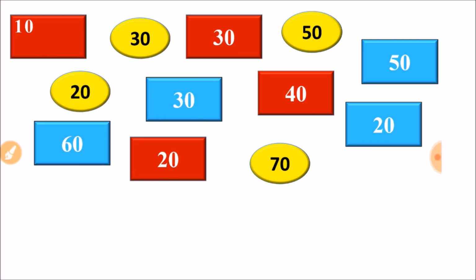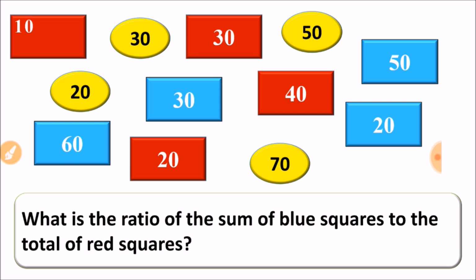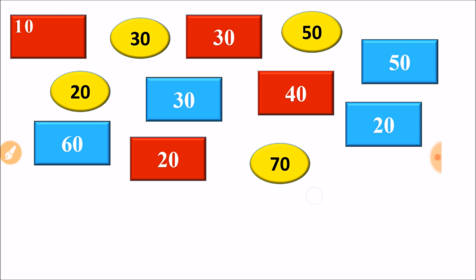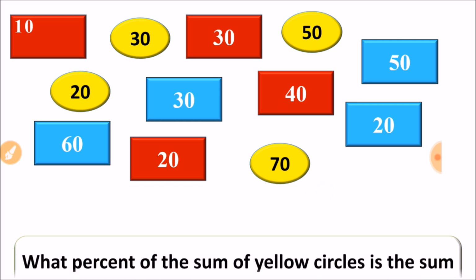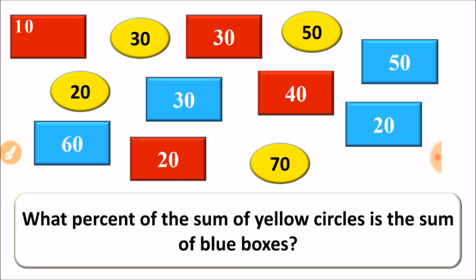Okay, so the first question we discussed is sum, the second question is sum, the third one is ratio, that means A by B format. Okay, and one more question I am going to discuss, that is the next one. What percentage of the sum of yellow circles is the sum of blue circles or blue boxes? So for calculating this question, we have to take the sum of yellow circles first.